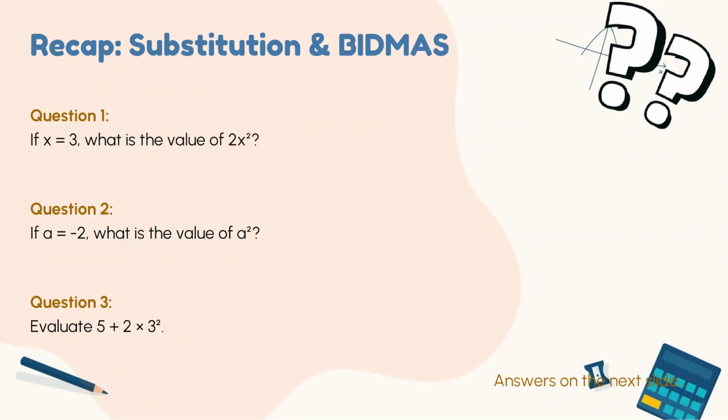Before we move into index laws, let's recap substitution and BIDMAS. Question 1. If x equals 3, what is the value of 2x squared? Question 2. If a equals negative 2, what is the value of a squared? Question 3. Evaluate 5 plus 2 times 3 squared. Pause the video and try these before we check the answers. Remember, BIDMAS tells us the order of operations: brackets, indices, division and multiplication, then addition and subtraction.